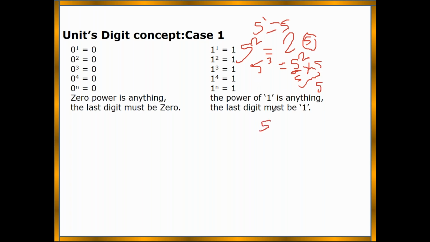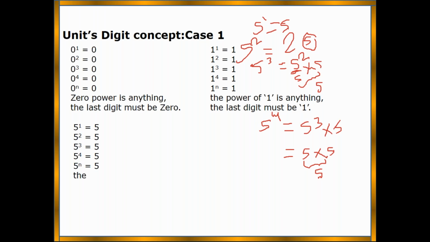5 power 4, we don't know 625 or anything. It can be written as 5 power 3 into 5 power 1. This 5 power 3 is ending with 5, we know, into 5 power 1, nothing but 5. So 5 into 5, 25 is not the value of 5 power 4, but 5 power 4 is also ending with 5. So 5 power 1, 5 power 2, 5 power 3, the last digit should be 5. So whatever the power of 5, the answer should end in 5.